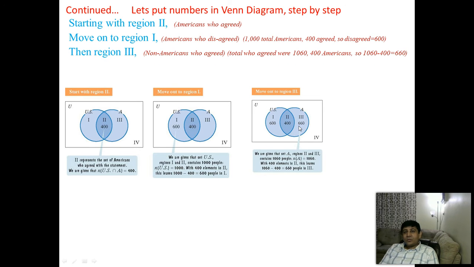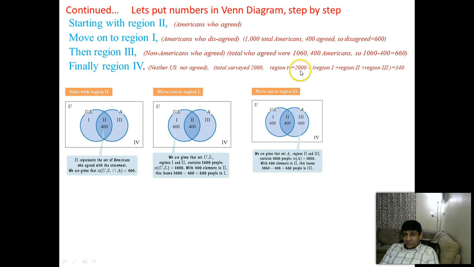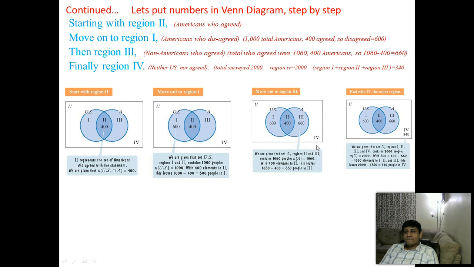Now let's move on to the fourth region, the remaining region here. This region, I already talked about it, is everything outside these circles. So they are neither US nor do they agree. Since we have a total surveyed of 2000, region 4 will be 2000, the total, the universal set, minus the sum of all these three regions, which comes out to be 340. So 340 will go in region 4.